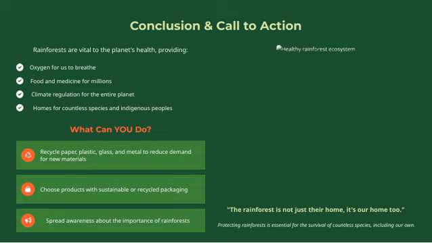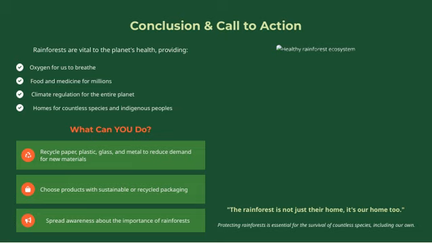Rainforests are incredibly important to the health of our planet. They give us oxygen to breathe, provide food and medicine for millions of people, and help regulate the Earth's climate. They also serve as homes for countless species and indigenous communities. So what can you do? Simple actions can make a big difference.